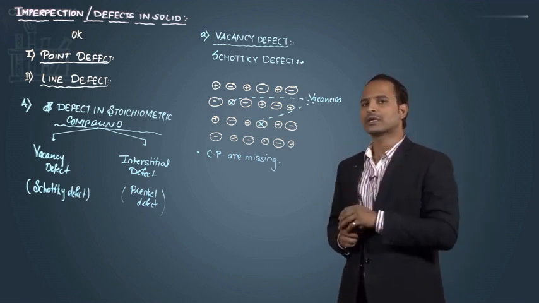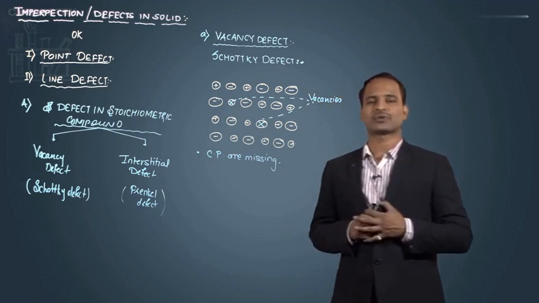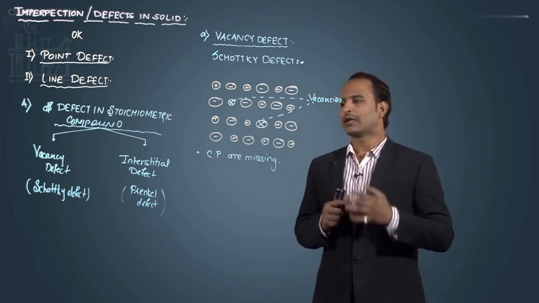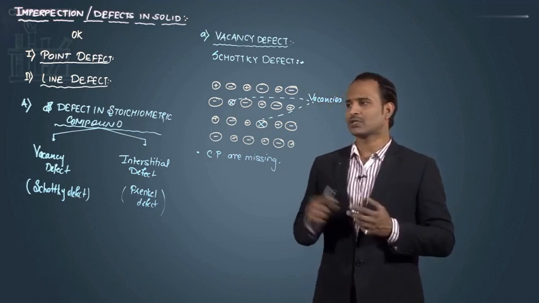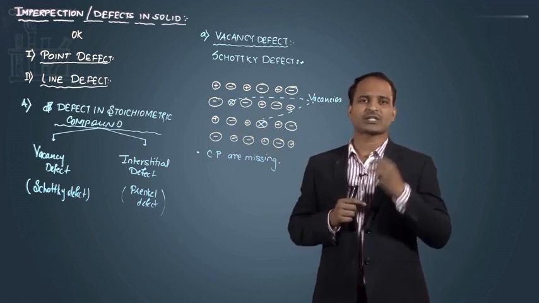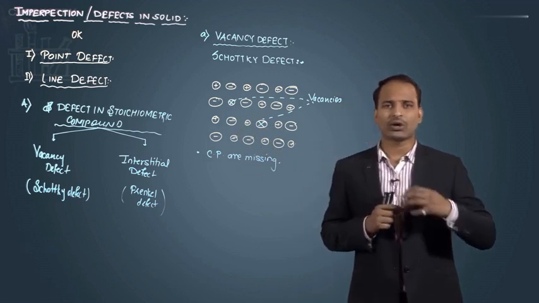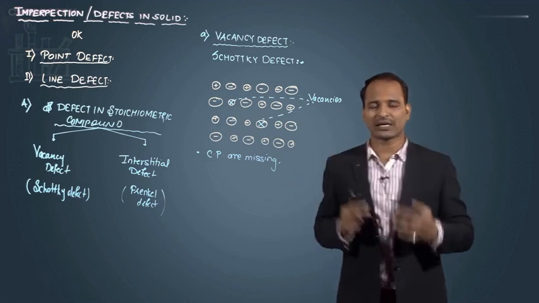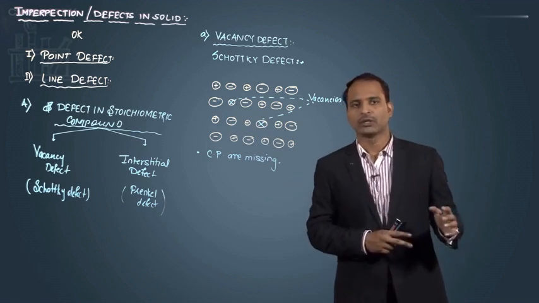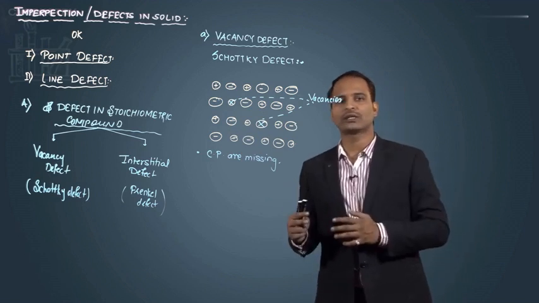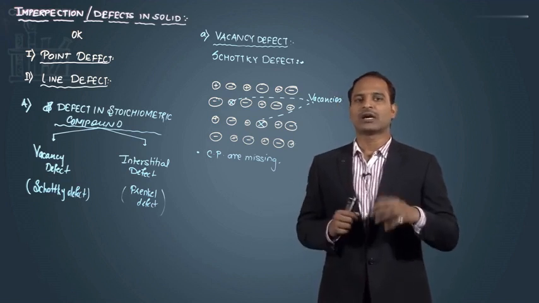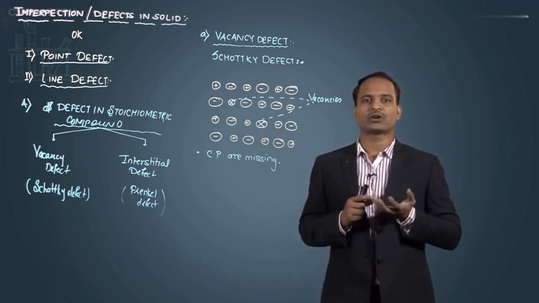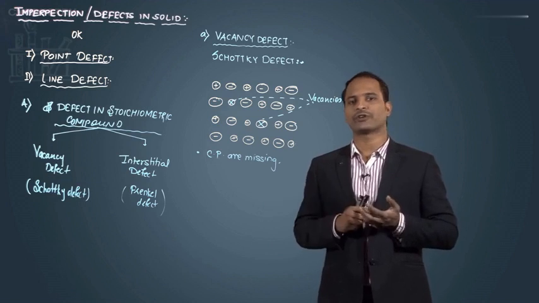Now what happens in this case? Suppose the crystallization process was a little bit faster. When the crystallization process is fast, then these particles, that is the cations and anions, do not get enough time to arrange themselves in a proper manner. Since the cations and anions do not get the proper time to arrange themselves, we get a fault, that is, an imperfection in the solid.